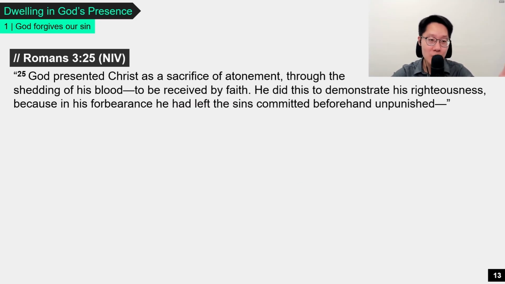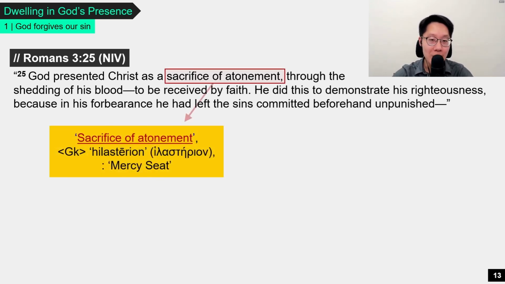And Romans chapter 3 verse 25 tells us that God presented Christ as a sacrifice of atonement through the shedding of his blood to be received by faith. He did this to demonstrate his righteousness because in his forbearance, he had left the sins committed beforehand unpunished. So here, the word sacrifice of atonement comes from the Greek word hilasterion, and it refers to the mercy seat. All right, hilasterion, mercy seat.